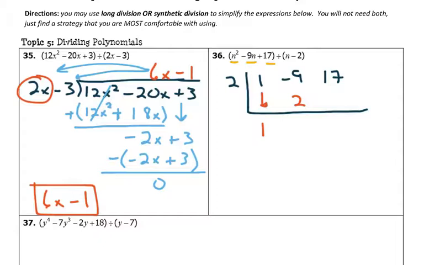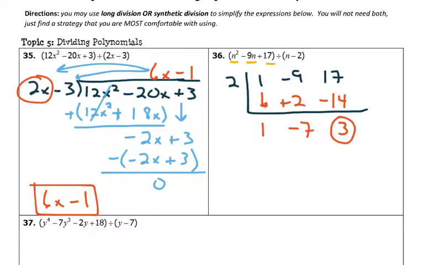Negative 9 plus 2 gives us a negative 7. Going to multiply again. We end up getting minus 14. This is a positive 2, so we just add there. This is a minus 14 and negative 14, so we're going to subtract. 17 minus 14 gives us 3. And that is our remainder.